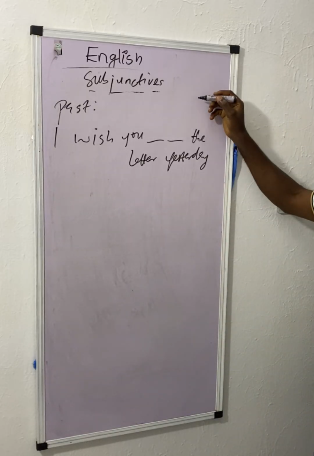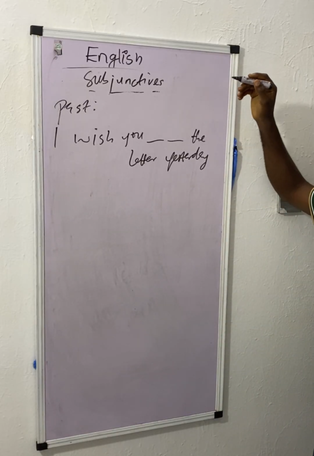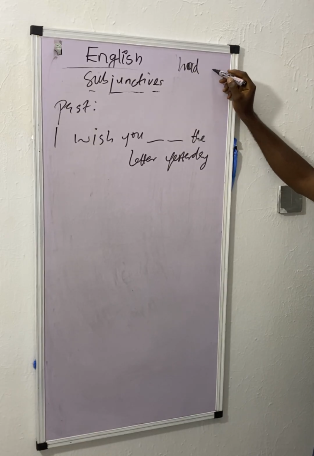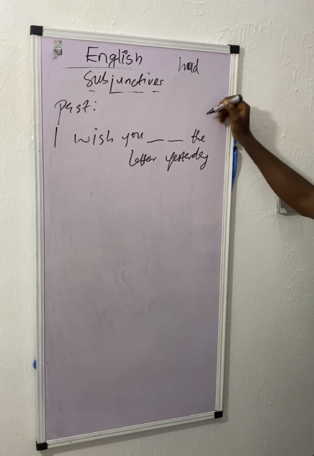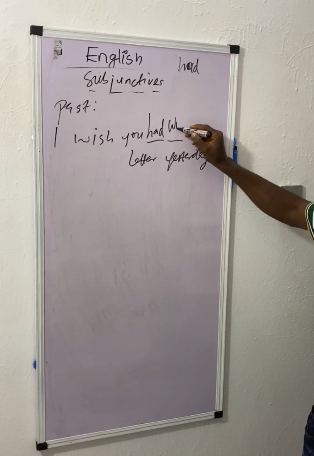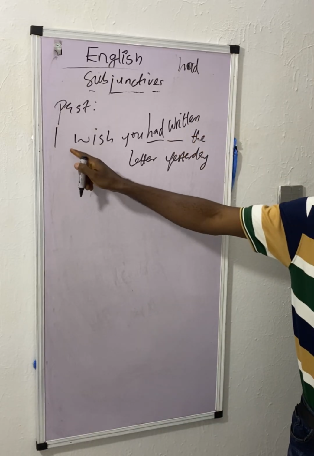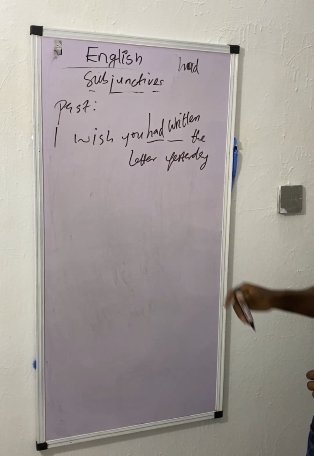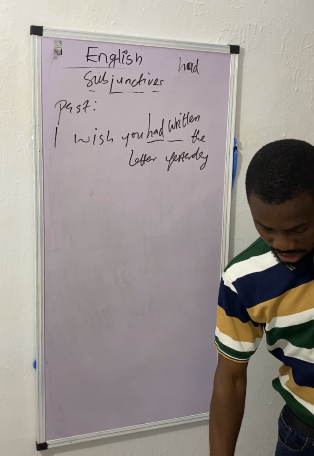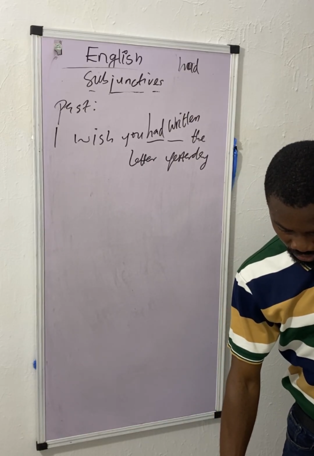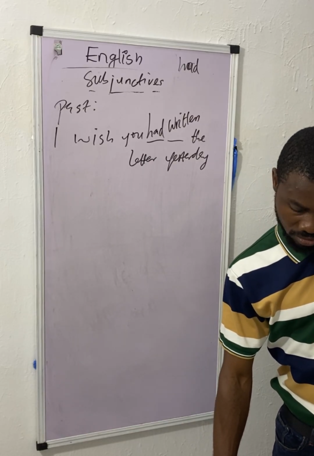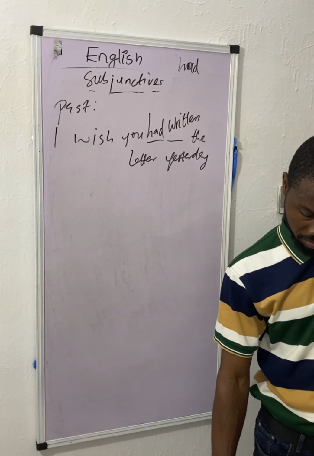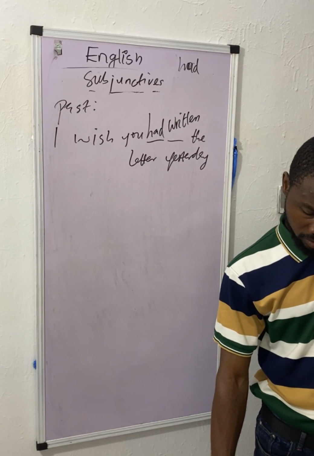So remember what the past perfect tense looks like. Always with had, right? Had and a past participle. So we are going to put had written. I wish you had written the letter yesterday. So, I wish I had a book.